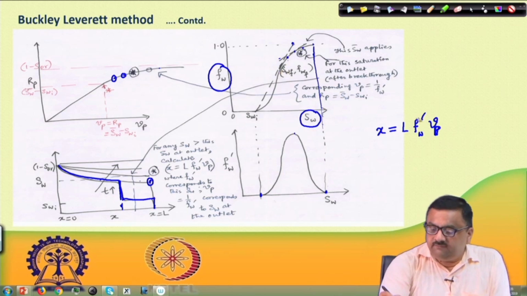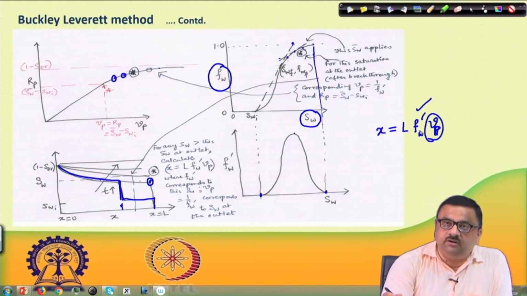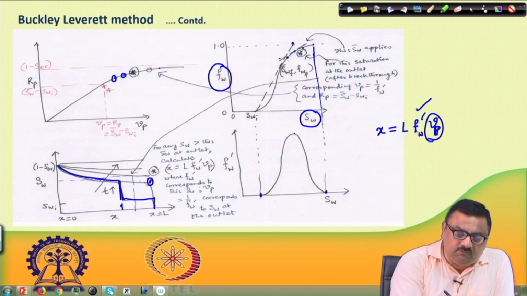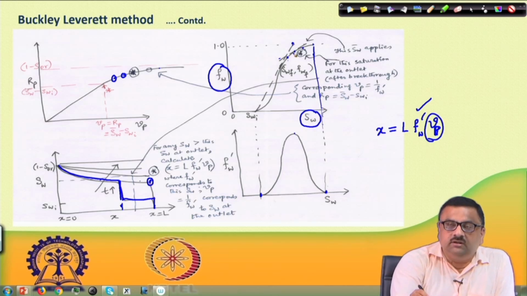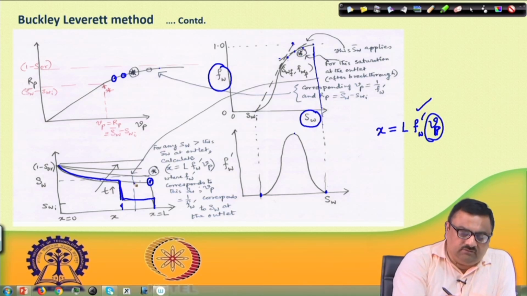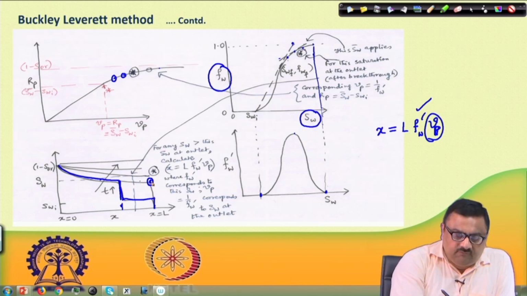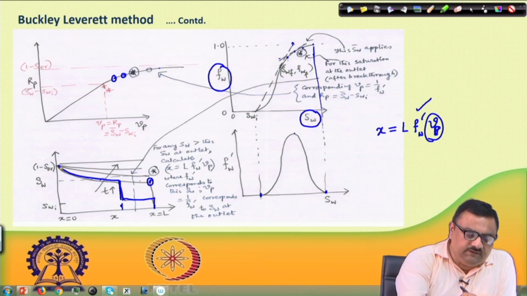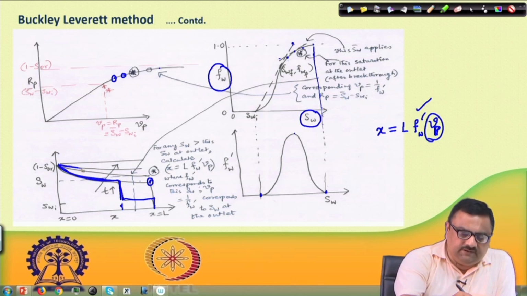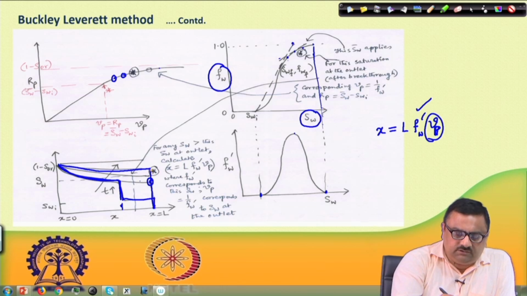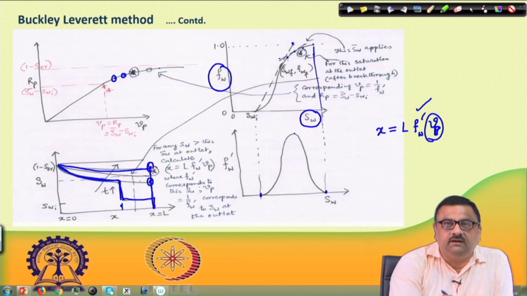So, the corresponding f w prime one has to find out, but how do you get V p? V p is 1 by f w prime corresponding to this outlet saturation. Okay. So, that is the V p, but f w prime is corresponding to any other saturation, any other points you look at here. Because when we freeze this particular saturation, let us say I am freezing this saturation profile here. So, that means this is the S w f.